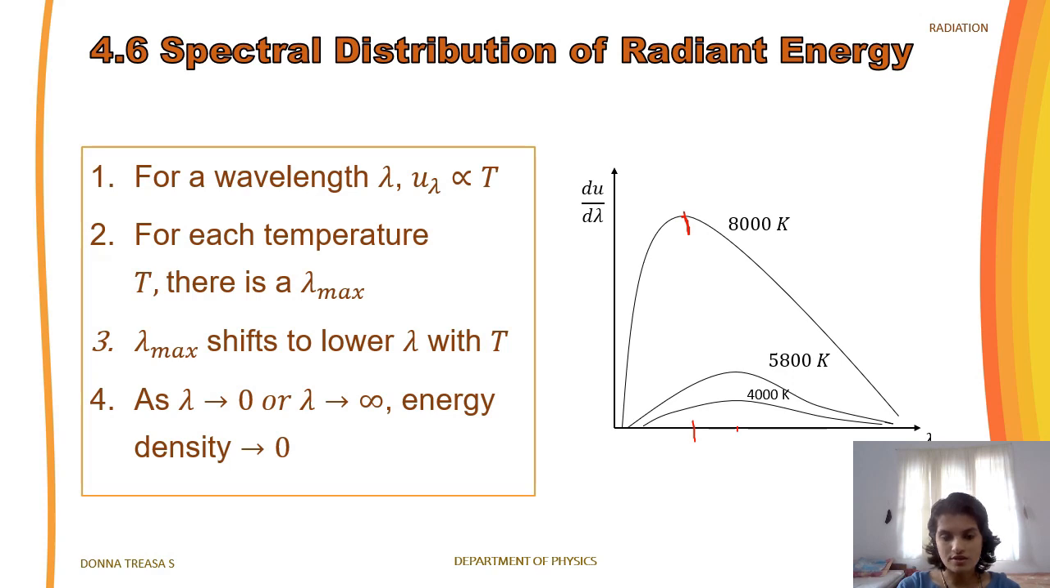And the fourth one is that as lambda tends to infinity or lambda tends to 0, the energy density tends to 0. On either side of the lambda max value, we can see that it is decreasing. Du by d lambda is decreasing and it reaches 0 here. You can see it reaches 0 here, and also it is tending towards 0 here. So this is what is meant by the fourth conclusion.